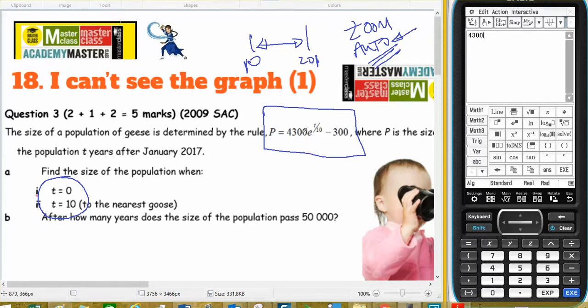Okay, so I've got 4,300, make sure you get the correct number of noughts, e to the power of x over 10. Normally I keep the parameter as it is, but I wish to use x, not t, because I wish to graph this. Minus 300, make sure the minus 300 is after the exponential and doesn't get caught inside the exponential.